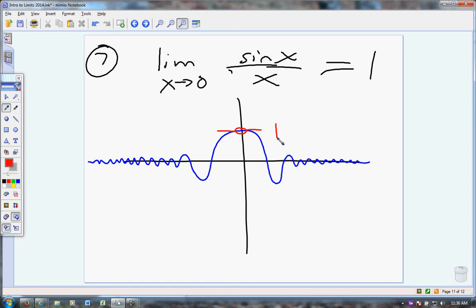It is very difficult to show this analytically. We may do it later. It's very hard to show it analytically. So in this case, we want to consider the graph. And if you looked at it on the table, you would see the same thing.